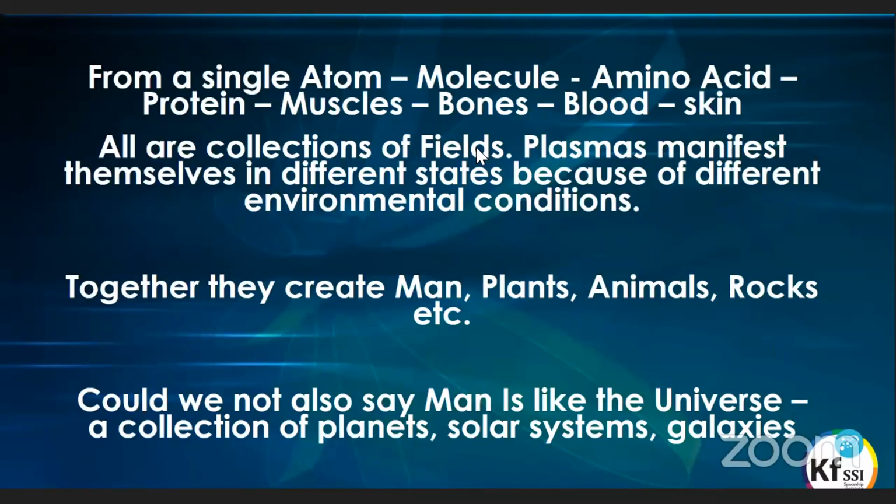So from a single atom, we get molecules, amino acids, proteins, muscles, bones, our blood, our skin. They're all a collection of fields, plasmas which manifest themselves in different states because of different environmental conditions. And together they create the man, the planets, the animals, the rocks, whether it's our sun, the solar system, our galaxy or universe. And when we look at the way that we are made up, could we not say that man is like the universe? It's just a collection of planets, solar systems, and galaxies. So it really puts into perspective what we've often heard of, as above, so below. So this is how the plasma operates. It's just the scale that differs, or this different field strength which differs, but it all operates exactly the same.